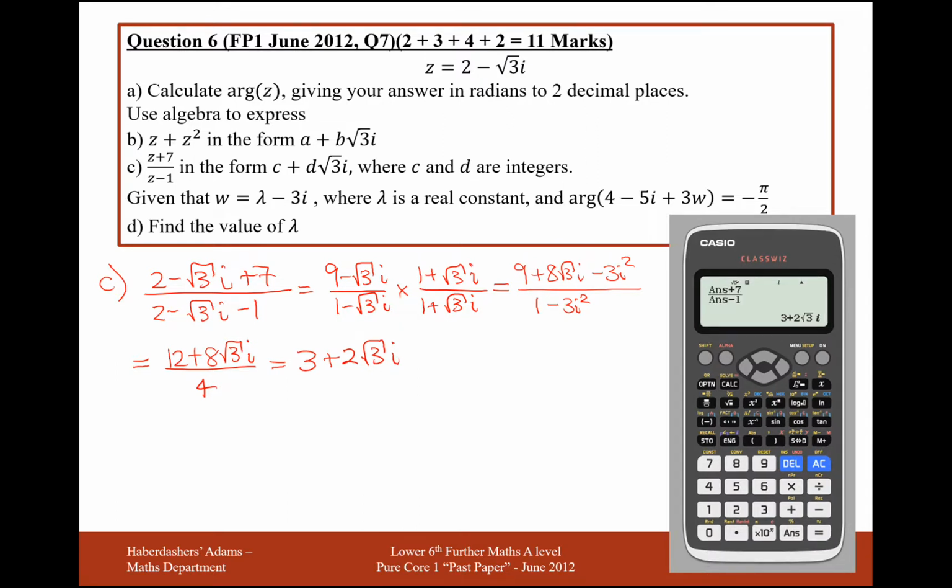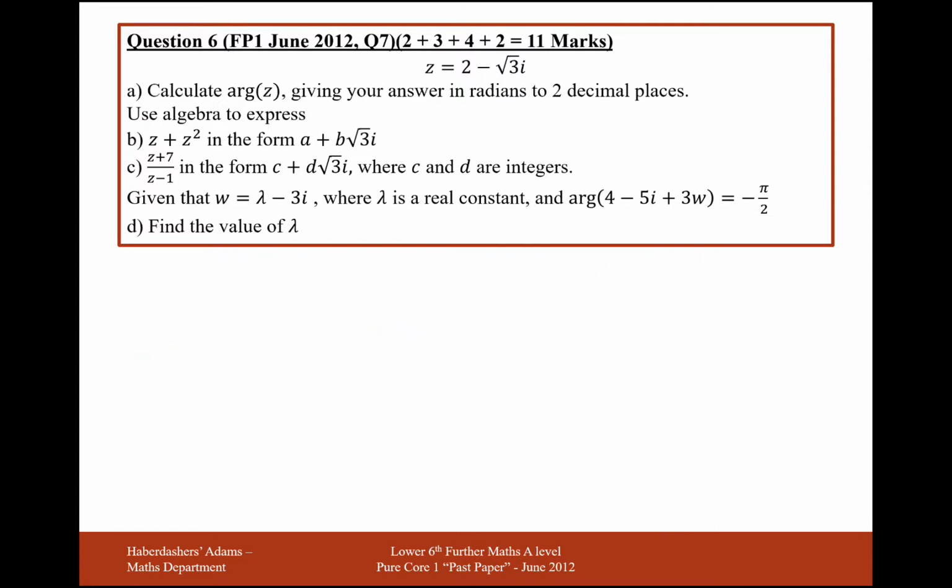Let's just double check that on the calculator. Yeah, that's right. So what I did there is exactly the same as last time. Plugged in my 2 minus root 3i on the calculator. Used the answer button from then on. So answer button plus 7 on the top of the fraction. Answer minus 1 on the bottom of the fraction. Press the enter button and I got my final answer there.